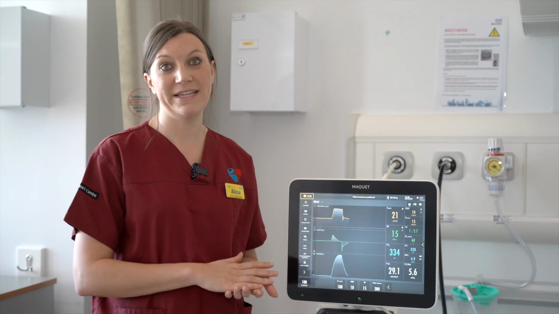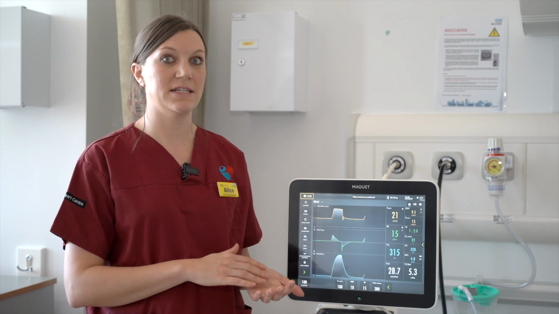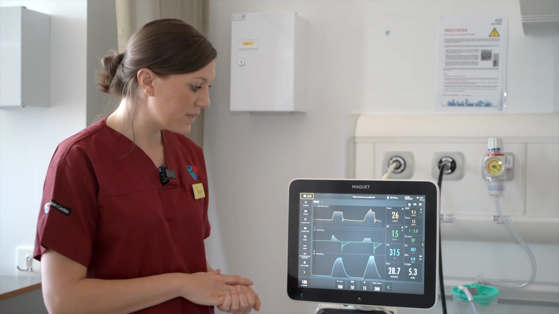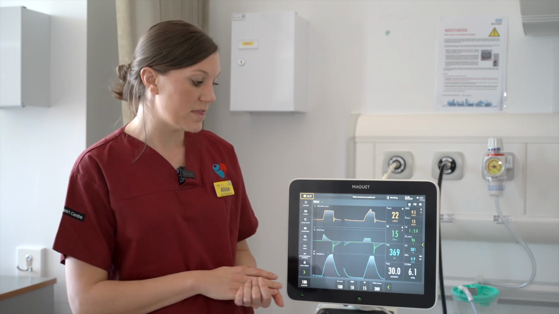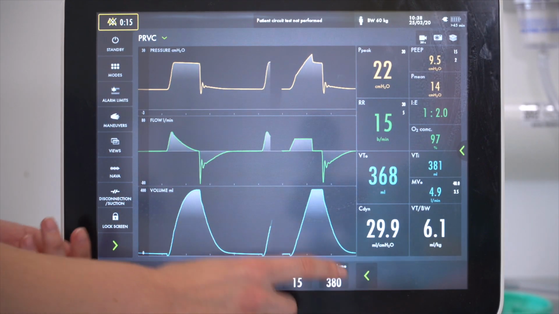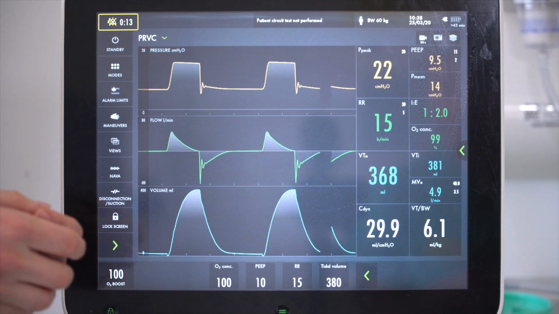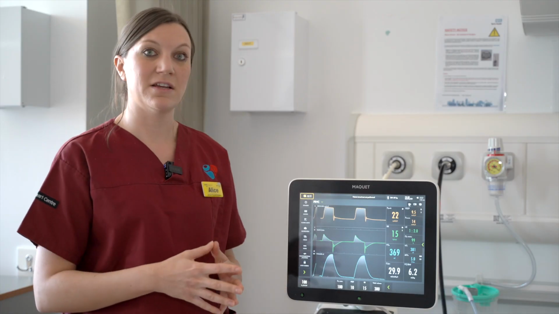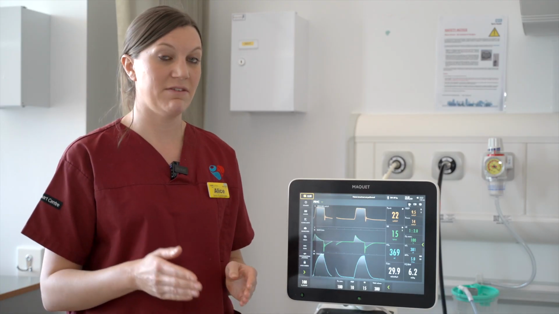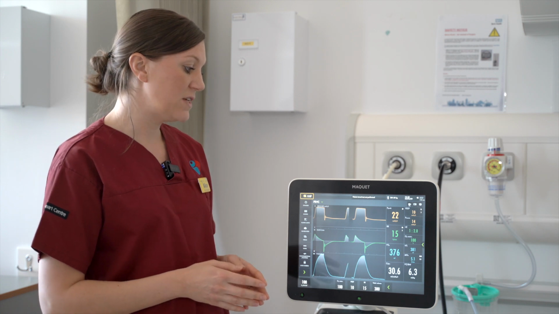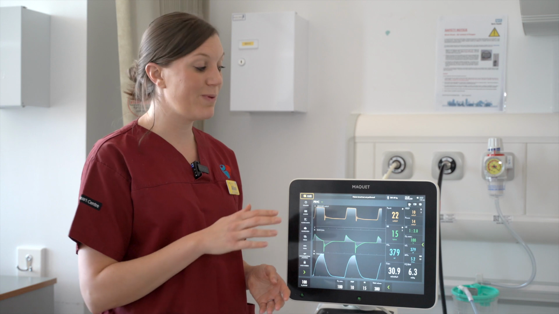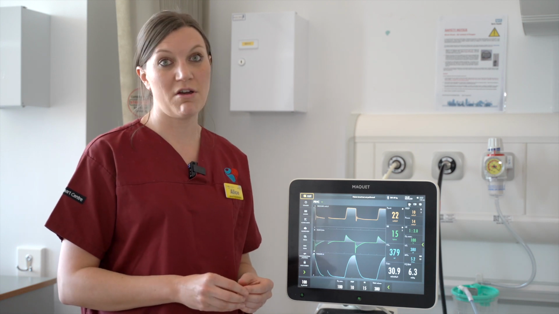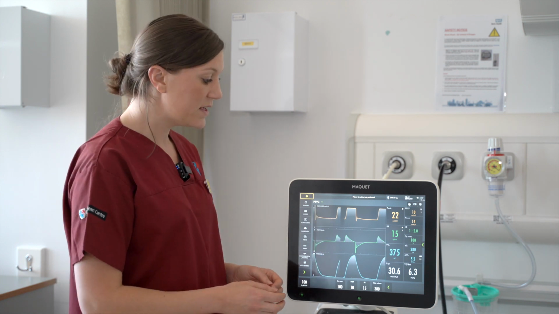So PRVC stands for pressure regulated, volume controlled. In this mode of ventilation, the set parameters include your tidal volume. This mode of ventilation allows for a protective mode of ventilation to ensure that when the tidal volume set is delivered, the peak airway pressures are not going above 30.